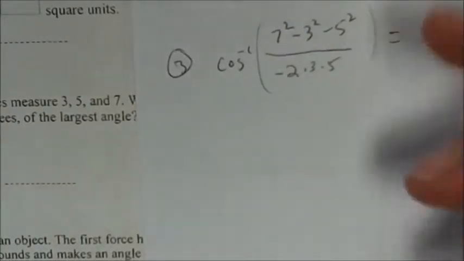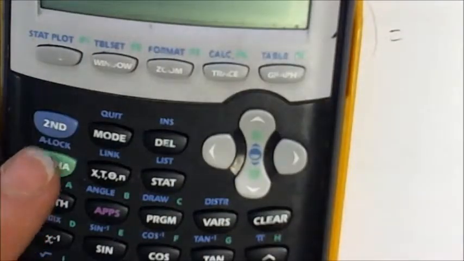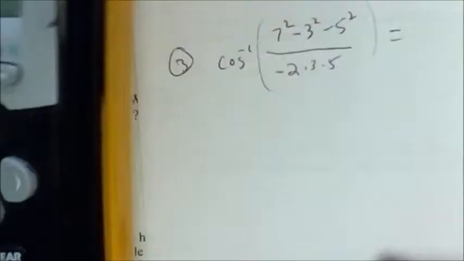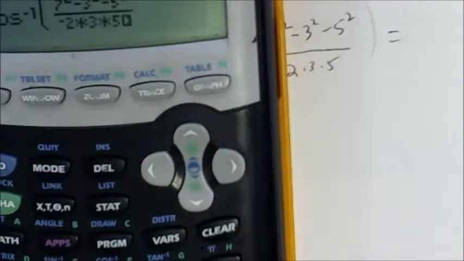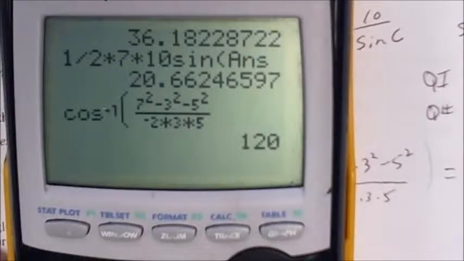And so we'll do an arc cosine of that fraction, 7 squared minus 3 squared minus 5 squared, over -2 times 3 times 5, and that's 120 degrees. Whoops, and 120 degrees would be your answer to that one. It would be option 3.